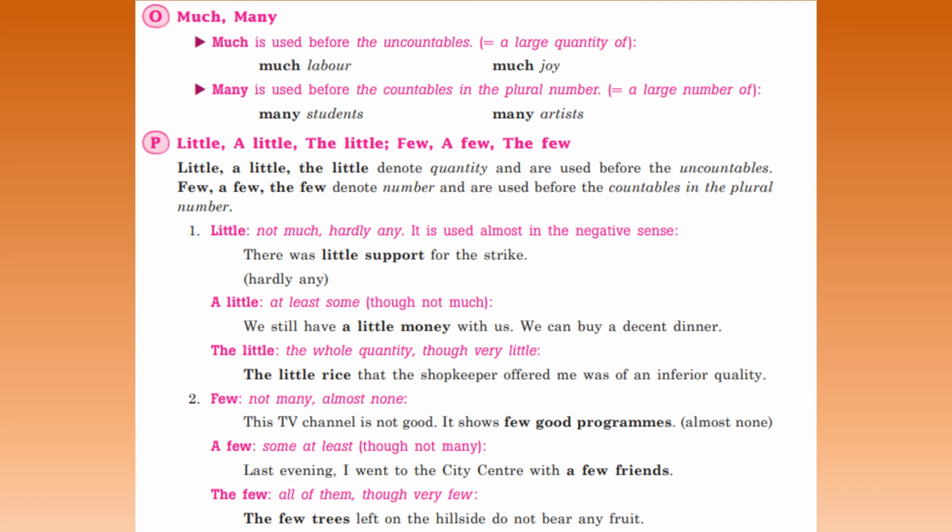A little, at least some, it is more than little. We still have a little money with us, we can buy a dinner. The little, the whole quantity, though very little. Little is very small, a little is larger than little, and the little is more than a little. So the highest one is the little, then next to this, in decreasing order, it is a little, and the smallest one is little. So by this you can learn it.